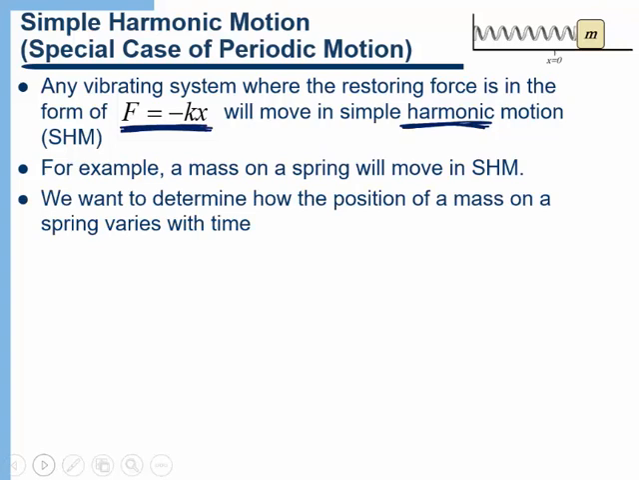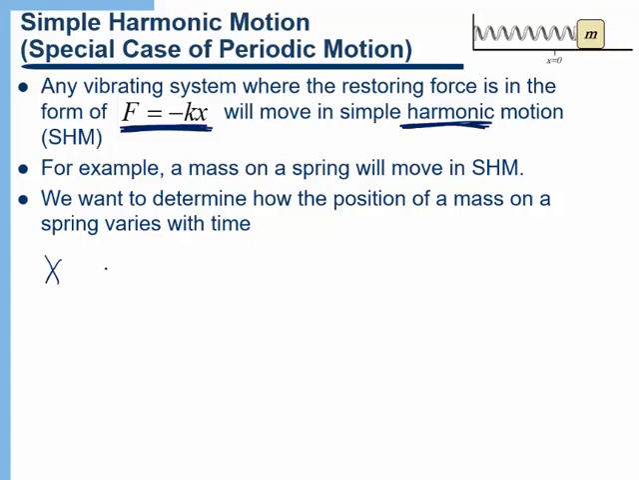We've said that because it has this restoring force, F is equal to negative kx, our mass on a spring is going to undergo simple harmonic motion. What we want to do then is figure out what the position, the velocity, and the acceleration will look like as a function of time. So we want to be able to predict where the object will be or how fast it will be moving, etc., at some time.